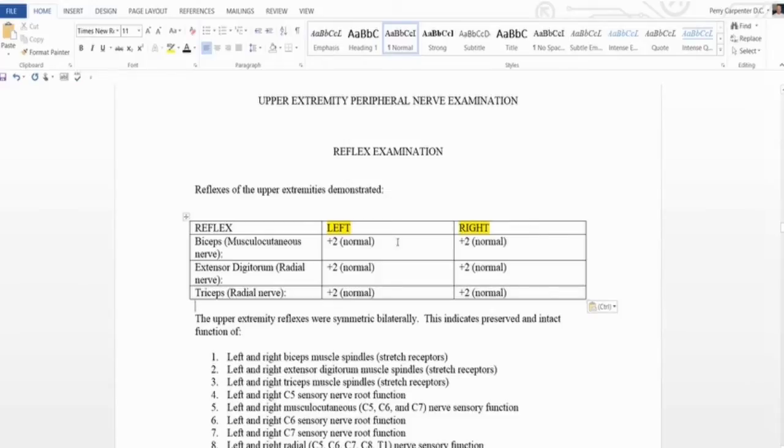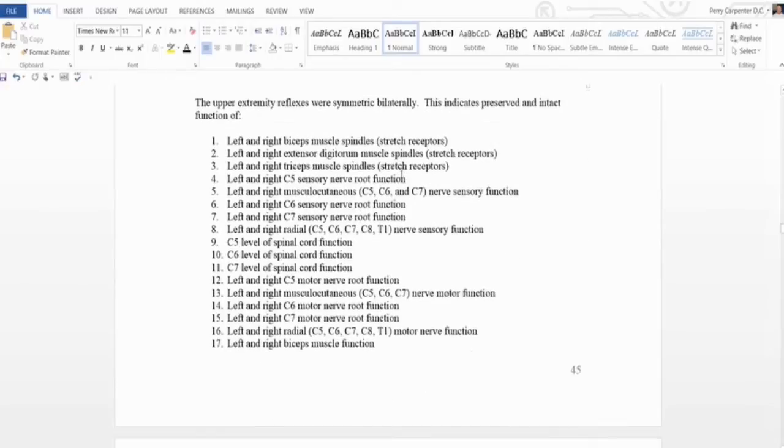like on physical examination? You did the biceps, you did the triceps, you did the extensor digitorum. Isn't this much more substantial? Isn't this much more compelling? Isn't this much more meticulously documented? It is. So I recommend that you utilize a tabular format wherever possible for your physical examination findings.